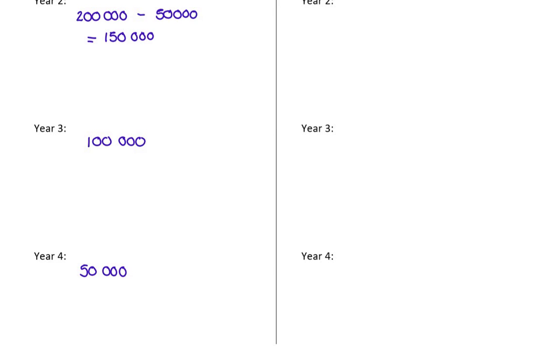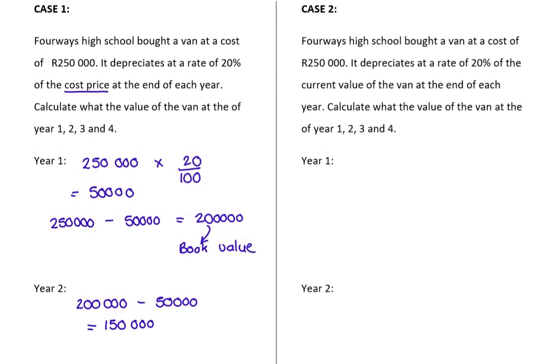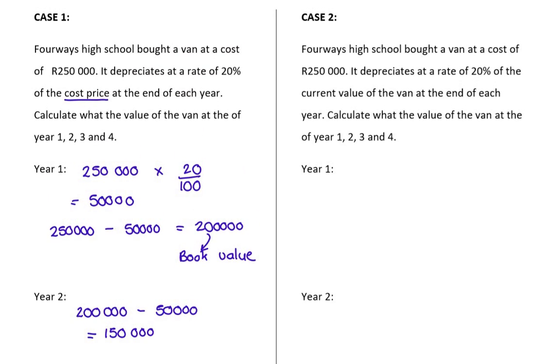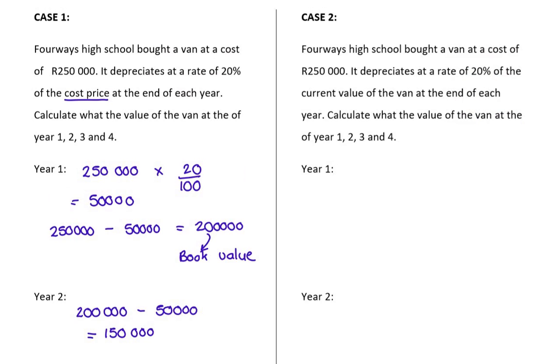Now, in reality, assets can never be worth nothing because you can always sell them off for scrap if it's a really, really old car. And so, the same as simple interest, this isn't a particularly useful type of depreciation in the real world. In the real world, what we tend to use is case number 2.